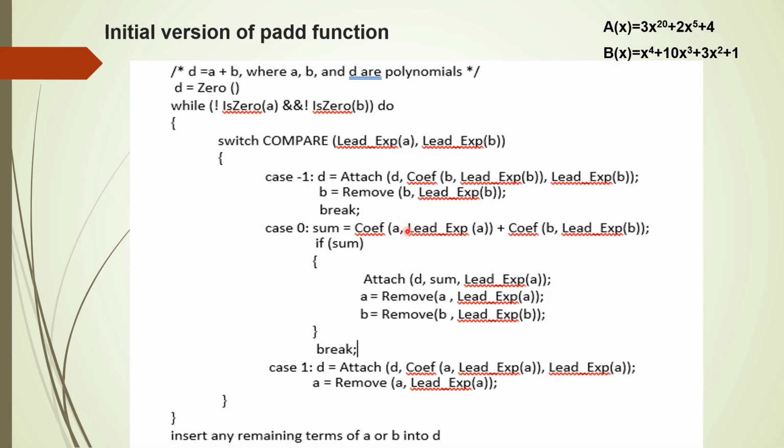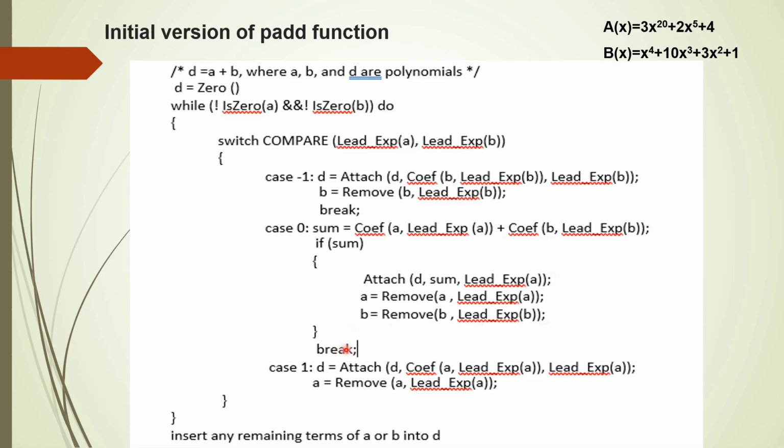Suppose if you get a sum as 0, do nothing. Otherwise, if it is non-zero, go inside the if and add that sum to the resultant polynomial. Attach sum to the resultant polynomial d, and you can add the exponent of either one of these two polynomials, because the exponent is the same in a as well as b. With these two terms, the exponent is the same. So here you can write either the leading exponent of a or the leading exponent of b. Then you have to remove the terms from both polynomials now. This statement will remove the term from polynomial a. This statement will remove the term from polynomial b.